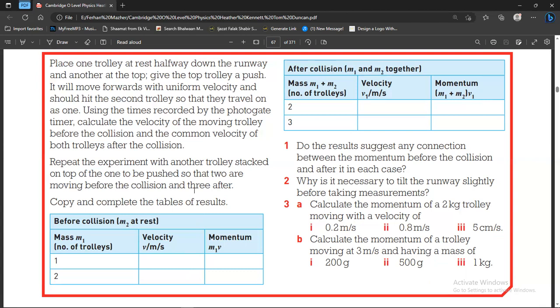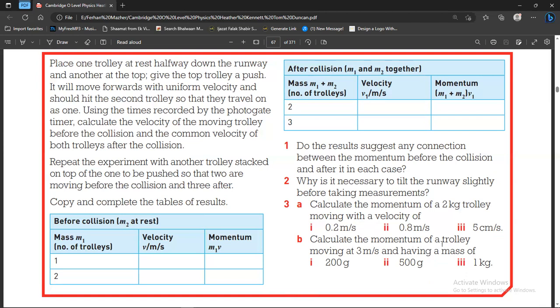Calculate the momentum of a 2 kg trolley moving with a given velocity. So for a 2 kg trolley, if you want to find out the momentum, the velocity is given, the mass is given, simply multiply mass and velocity with each other. You will be able to calculate the momentum. You can practice these questions.